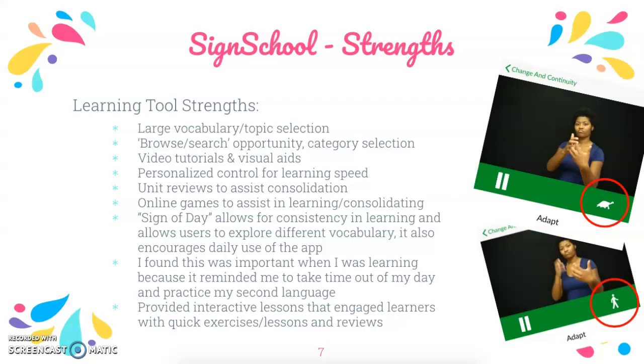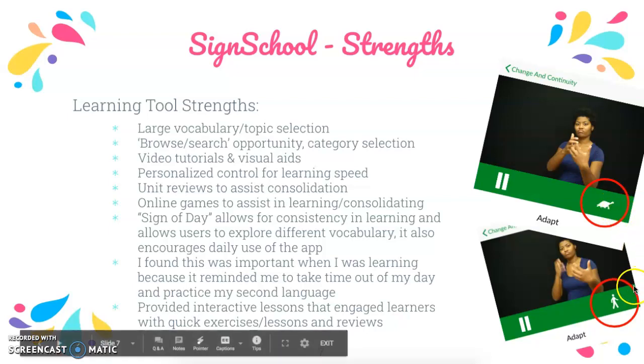Some of the strengths of the learning tool Sign School were that there was a large vocabulary and topic selection. They had the opportunity for you to browse and search through category selections. There were video tutorials and visual aids to assist in learning. There was an option for personalized control of the learning speed, as you can see over on the right-hand side here. They provided you the opportunity to learn at a slower pace or at a faster pace.